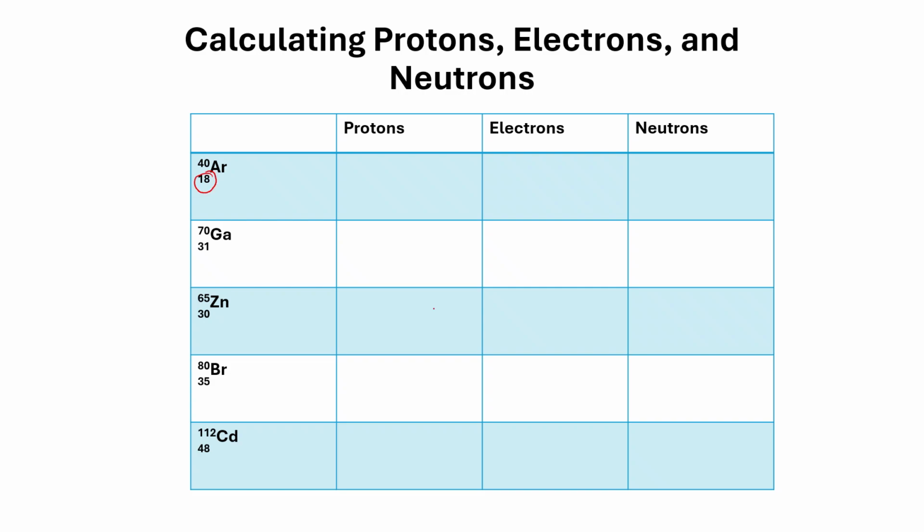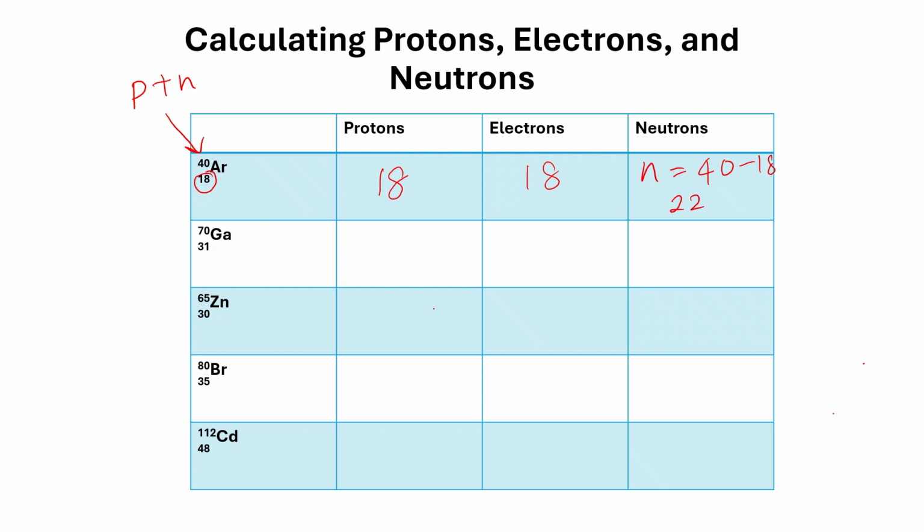We know if it is a neutral element, atomic number equals the number of electrons as well as number of protons. So, there are 18 protons and 18 electrons. Mass number, which is 40, equals number of protons and neutrons. Therefore, you can find the neutrons by subtracting 18 from the mass number, which gives you 22 neutrons.